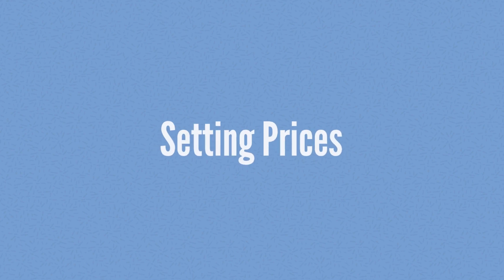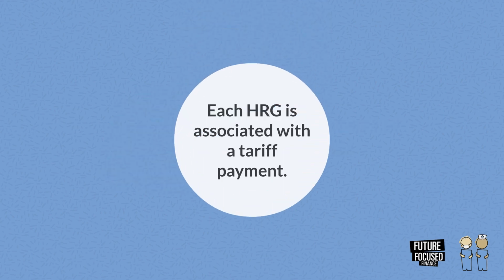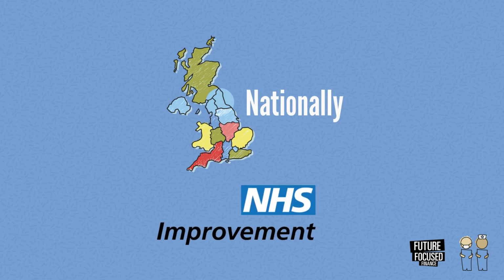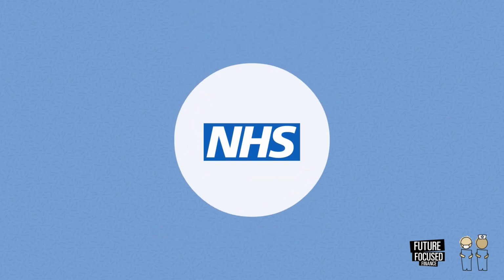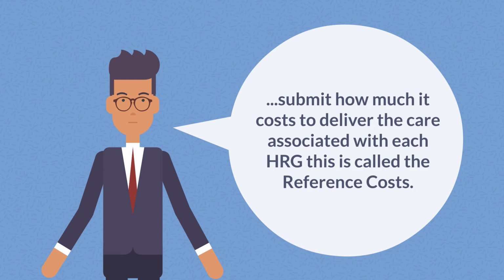Setting prices. Within the national payment system, HRGs are the unit of currency. Each HRG is associated with a tariff payment. The tariff for most HRGs is set nationally by NHS Improvement. Every year, all NHS organisations submit how much it costs to deliver the care associated with each HRG. This is called the reference costs.